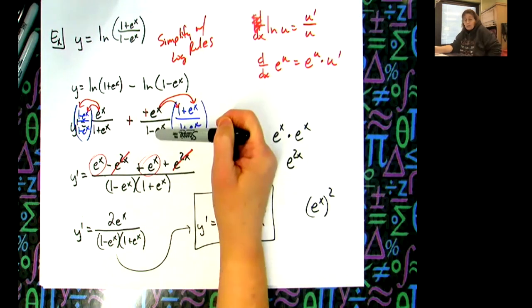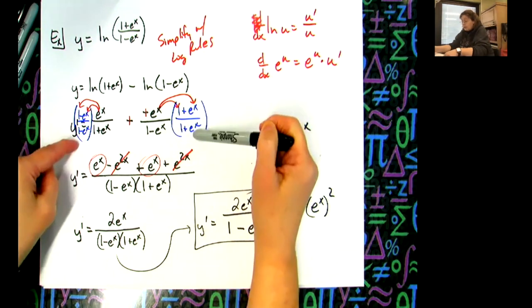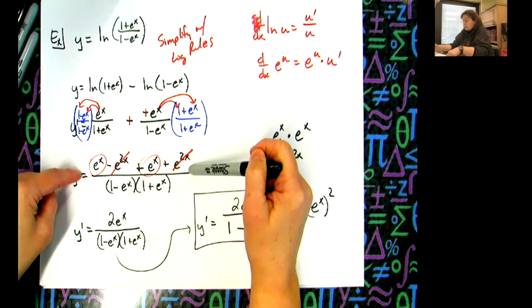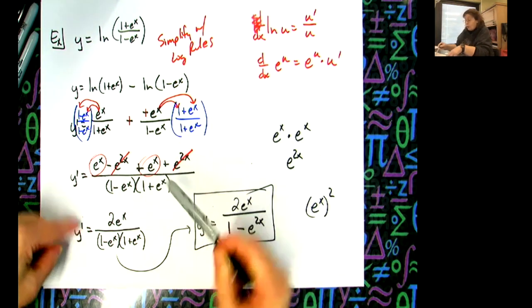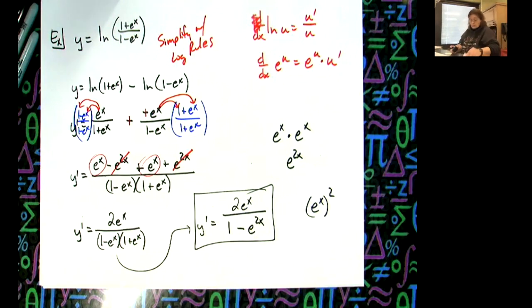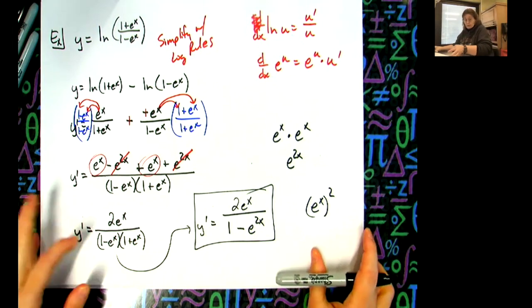So from here to here is calculus. The rest of the way down the problem is just algebra. I got common denominators. I had to distribute, had to cross out, combine like terms. Then I had to FOIL on the bottom. All of this is just your algebra on steroids. That is what calculus is known for. Okay. All right, so there was that one.